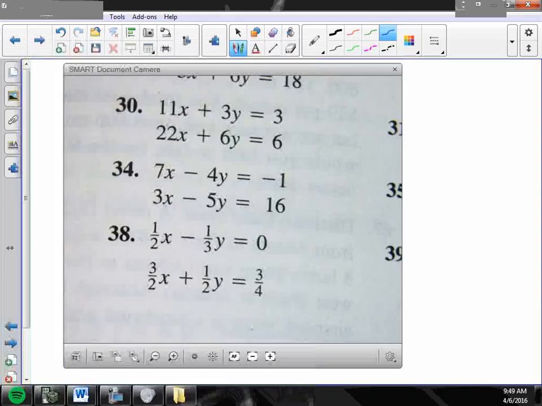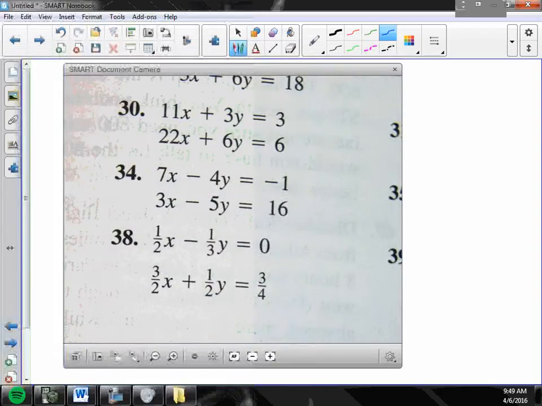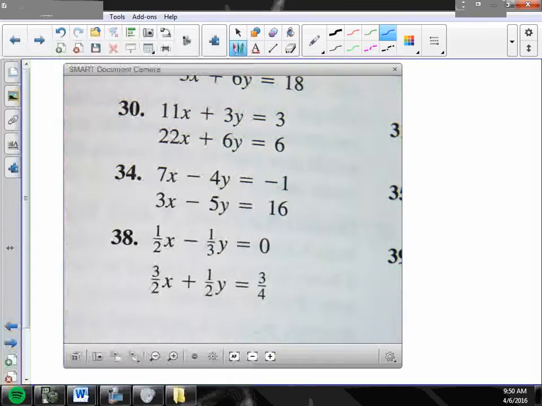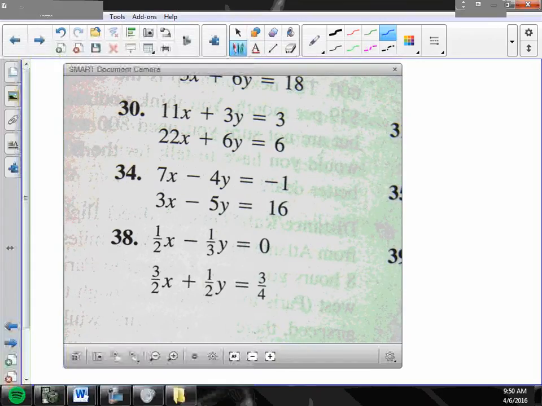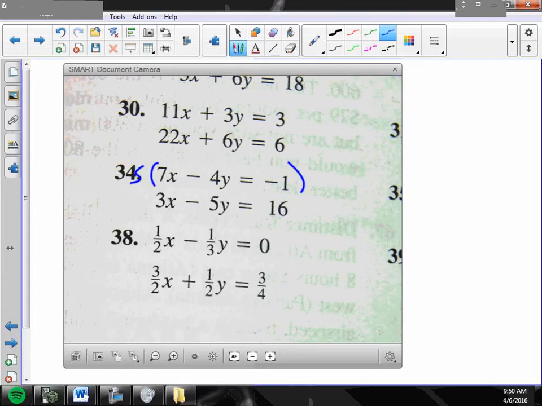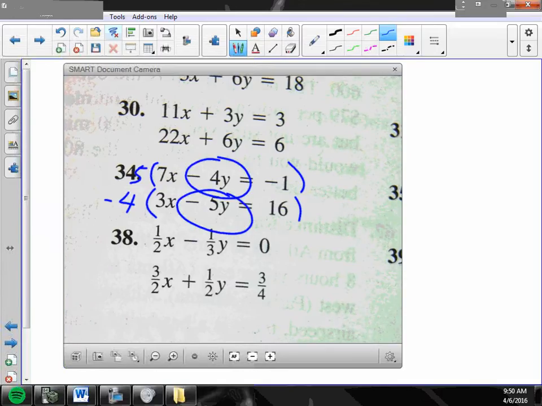What about 34? What would you do to 34 to set it up for elimination? All right, if we times the top by 5 and the bottom by negative 4, that would give me a negative 20y here and a positive 20y there, and then it will eliminate. Okay? Hopefully this is review from a long time ago. Good luck.